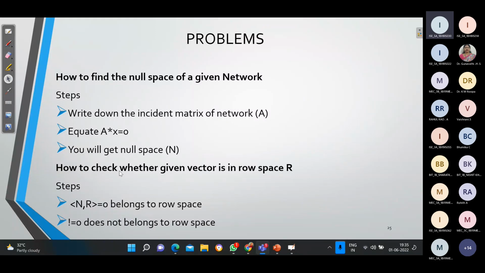If a vector R is given and we have to check whether it is present in the row space, we check whether the null space and this vector R are perpendicular to each other. If it is perpendicular, that is n into R equals 0, then it belongs to the row space. If it is not equal to 0, it does not belong to the row space. So these are the things which you have to do.